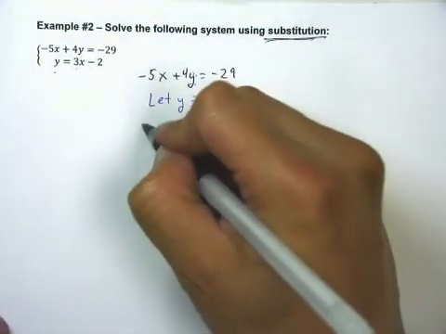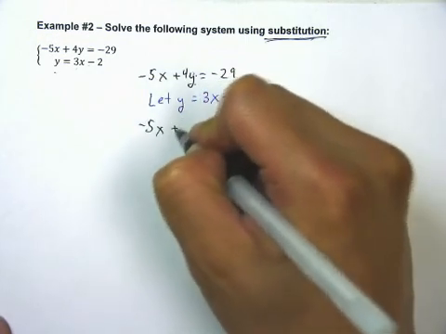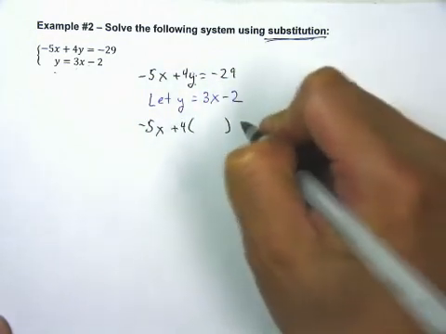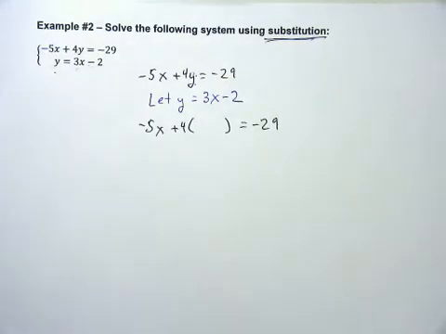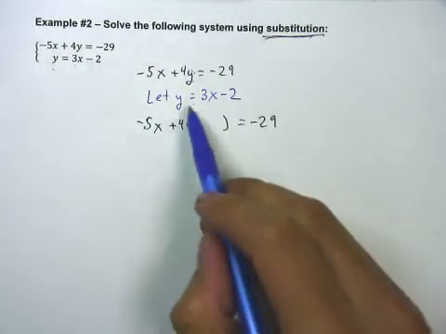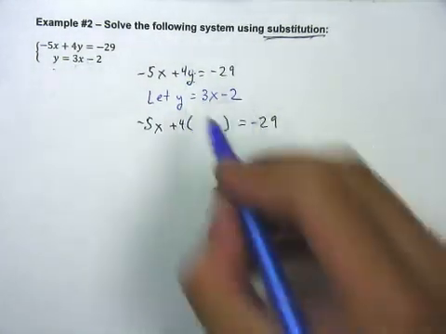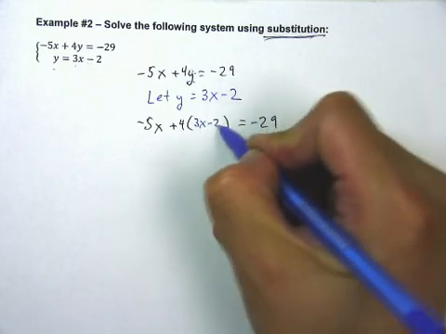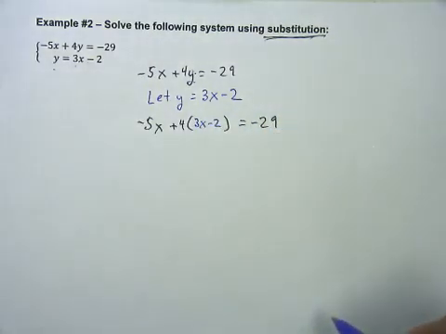Okay, so here we go. Let's do the substitution. We have negative 5x plus 4 times my y value equals negative 29. But I'm not going to write y here. I'm going to replace my y with this expression here, 3x minus 2. And now we can solve this.